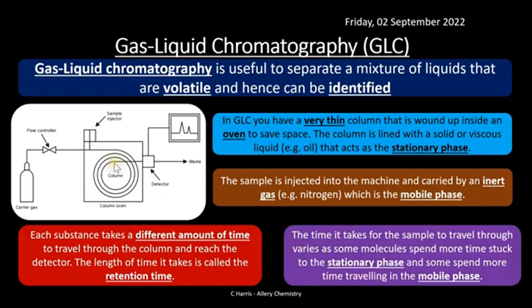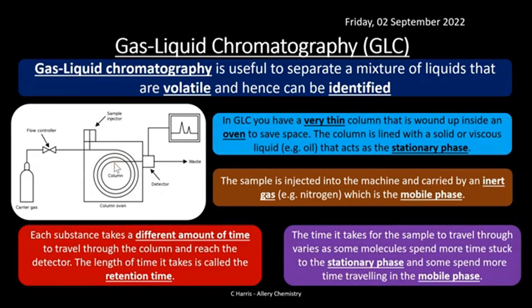So next chromatography is gas liquid chromatography, or GLC. It's a really useful technique to separate a mixture of liquids that are quite volatile, and we can then identify them. Compounds which are volatile and left in normal air will just evaporate and you'll struggle to actually see the spots. So GLC helps to get around that.